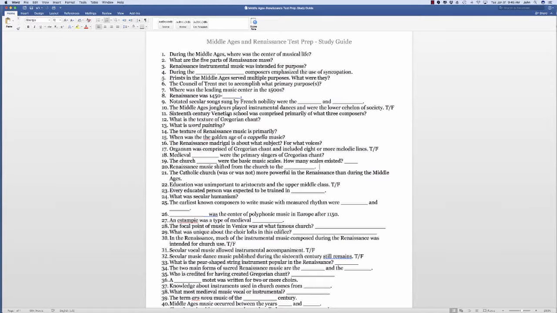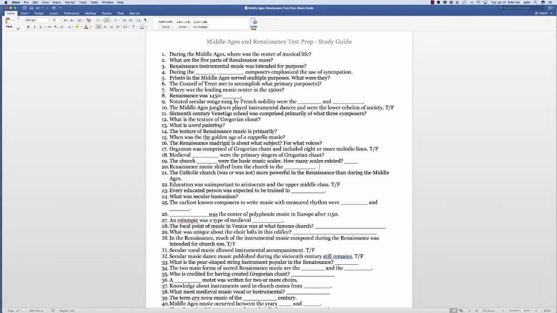Then, number 6, the Council of Trent met to accomplish what primary purposes? Well, there was a big discussion about problems within the Catholic Church, and one of the problems they had was the music. The music was considered to be impure. It was too worldly. It had content that they felt was not holy and appropriate for a church service, and so their purposes were primarily to purify the Catholic Church music.